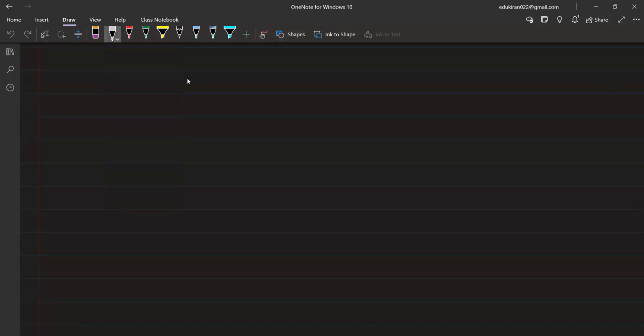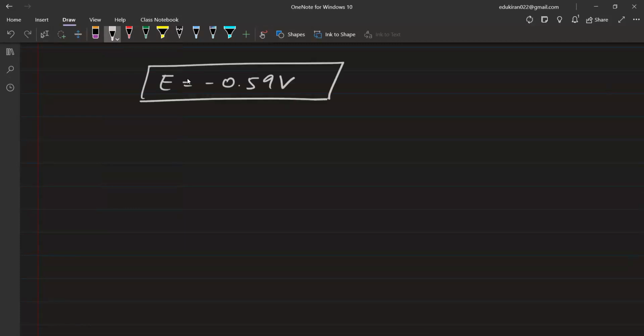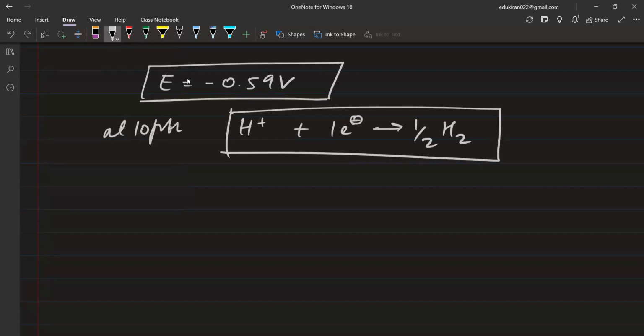As you saw right now, the E was equal to what? Minus 0.59 volts. That means this cell will not work on its own. It is a non-spontaneous reaction that is happening here. And whenever you have a non-spontaneous reaction, in that case, what? अच्छा, अगर ये reaction होना है at 10 pH, if you want this reaction to happen, H plus 1 electron is going to give you half H2. Then for this reaction to happen, you have to provide some electricity.